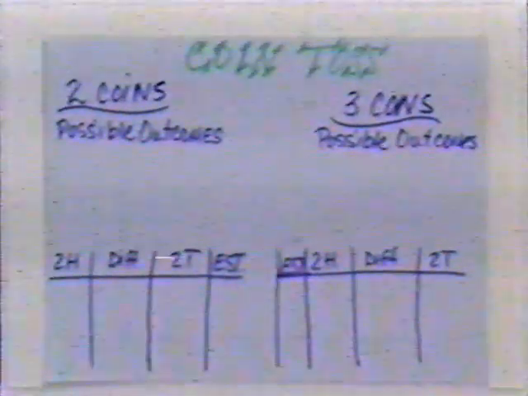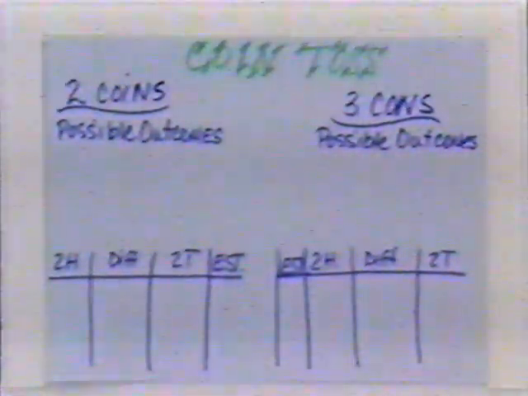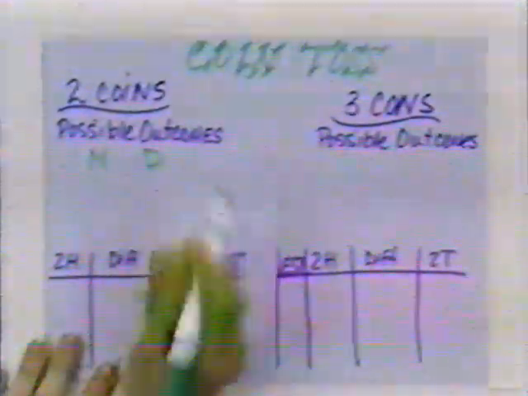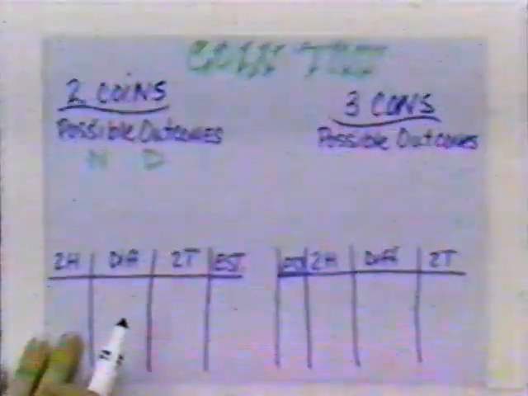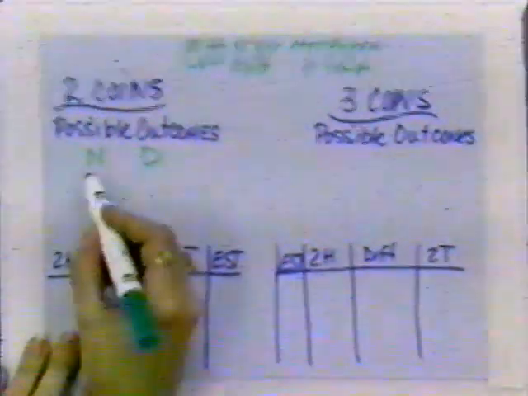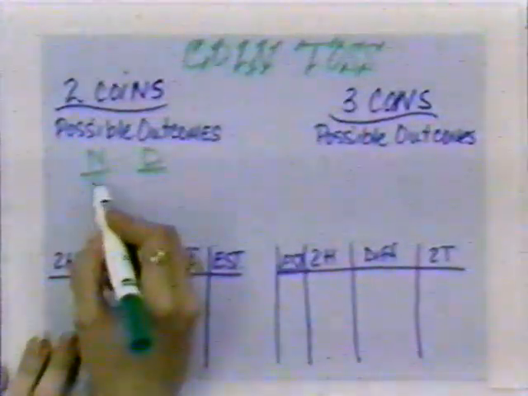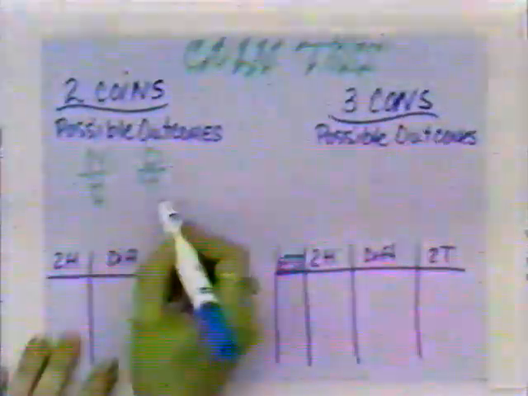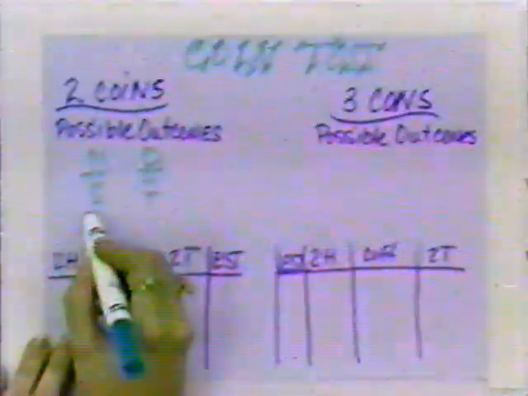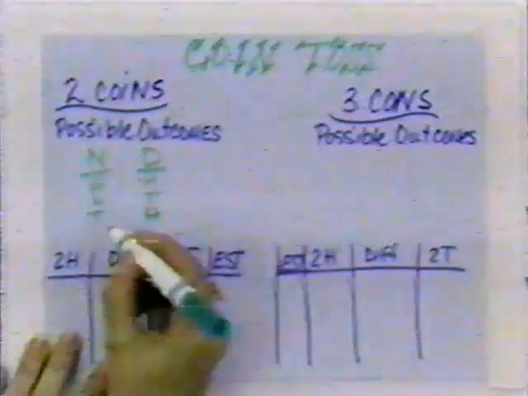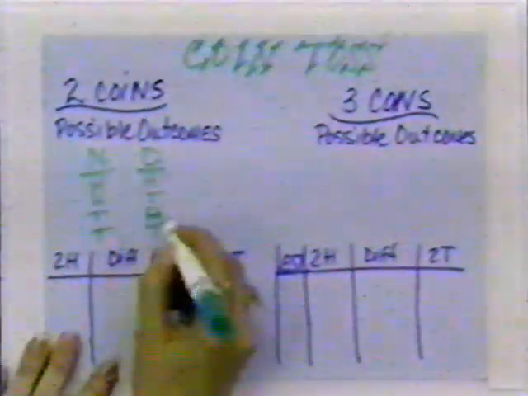For example, if you have two coins, and let's say that we have a nickel and a dime, what are all the different possibilities you could have? Well, you could have the nickel and the dime both be heads. You could have the nickel be heads and the dime be tails. The nickel could be tails, the dime heads, or you could have them both be tails.